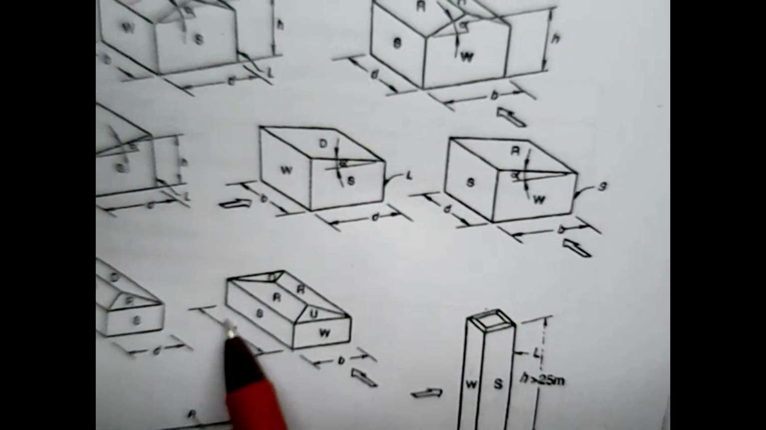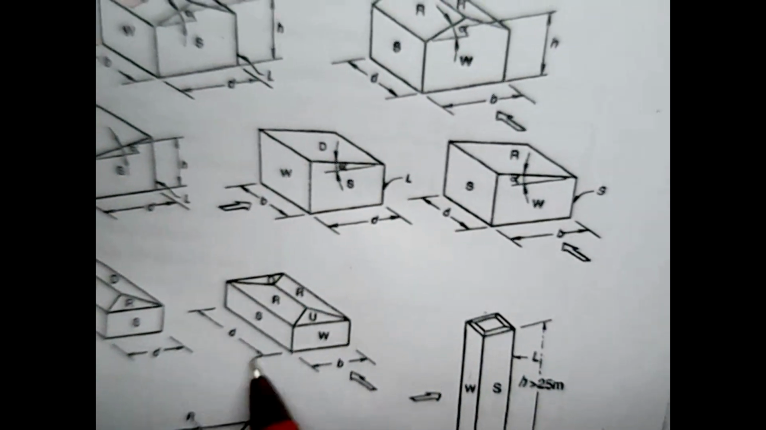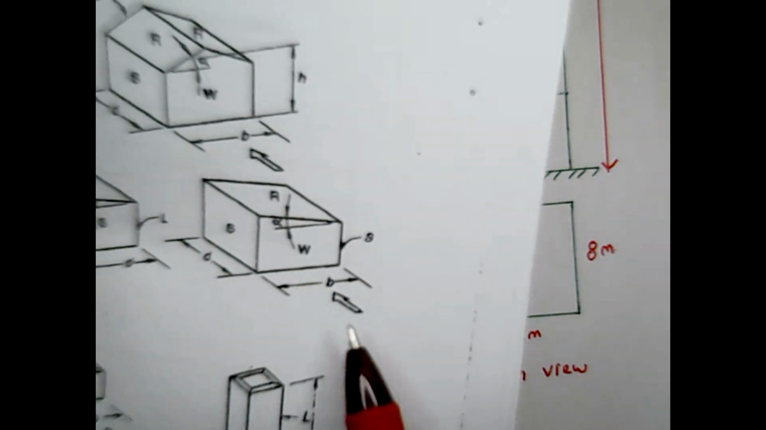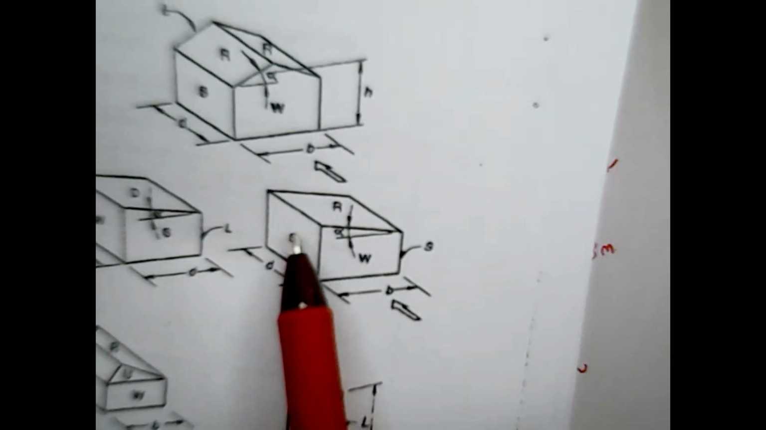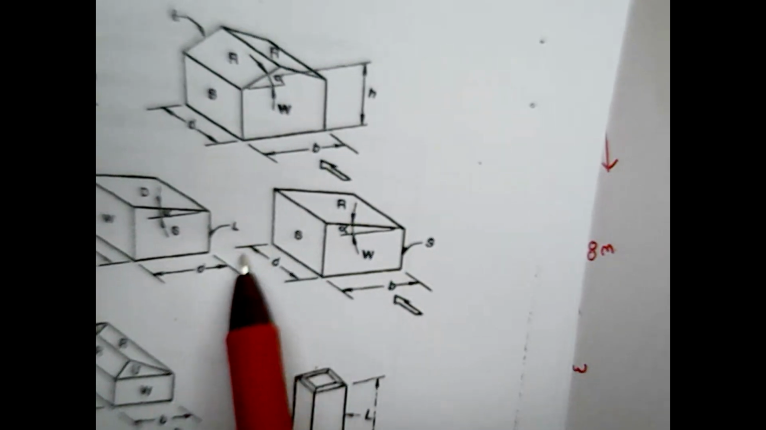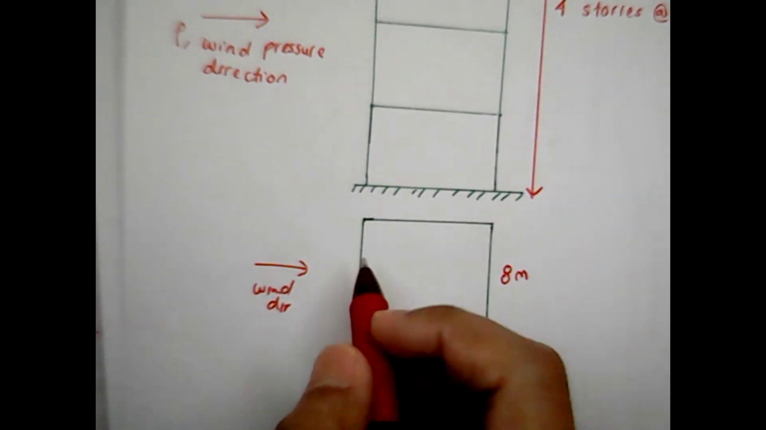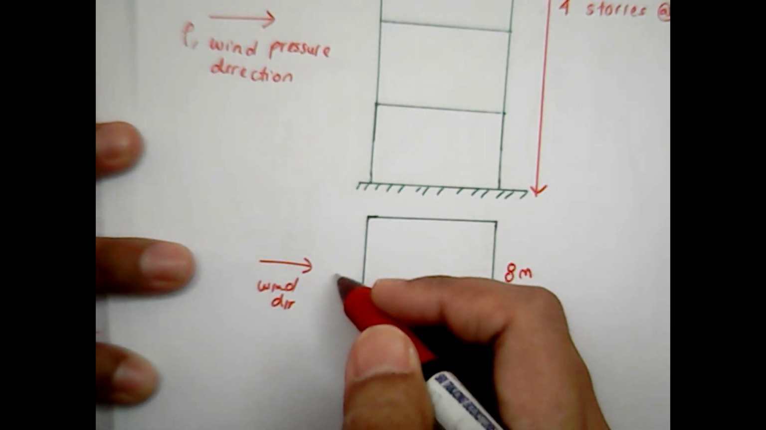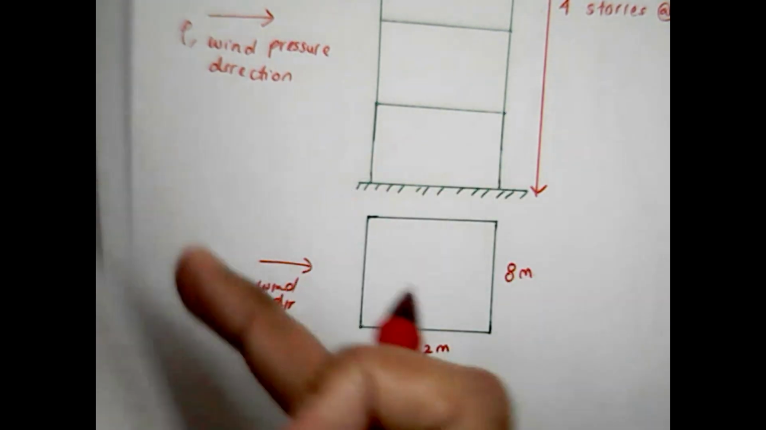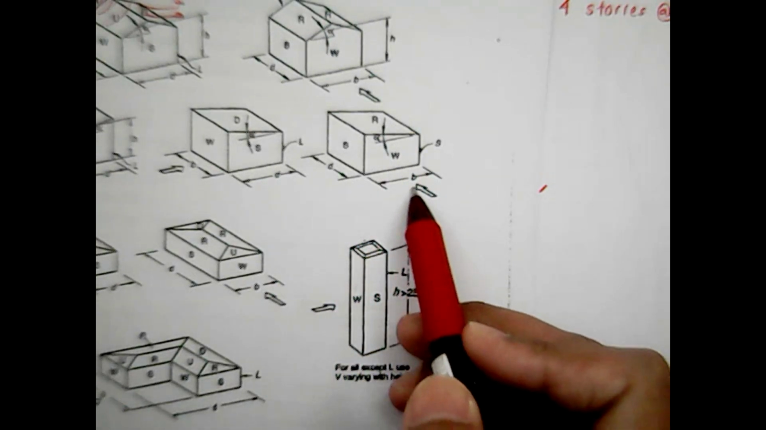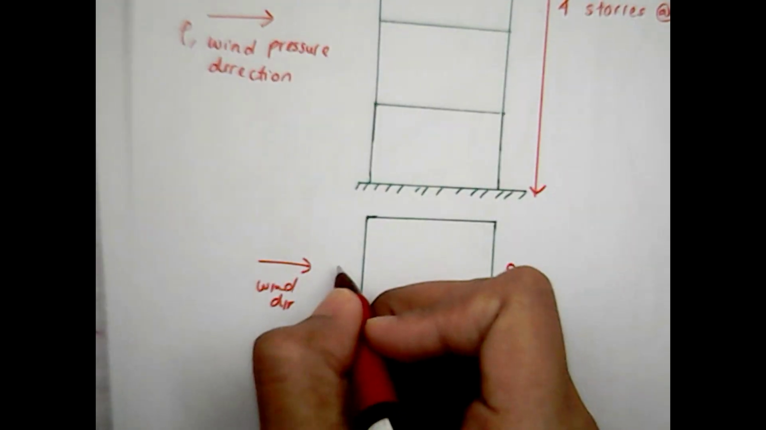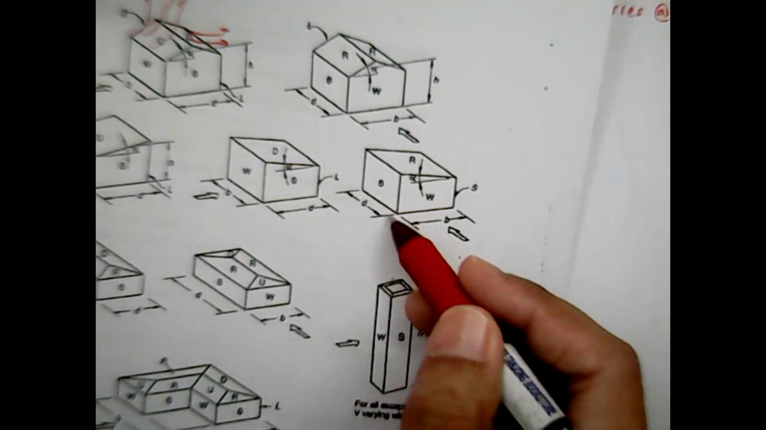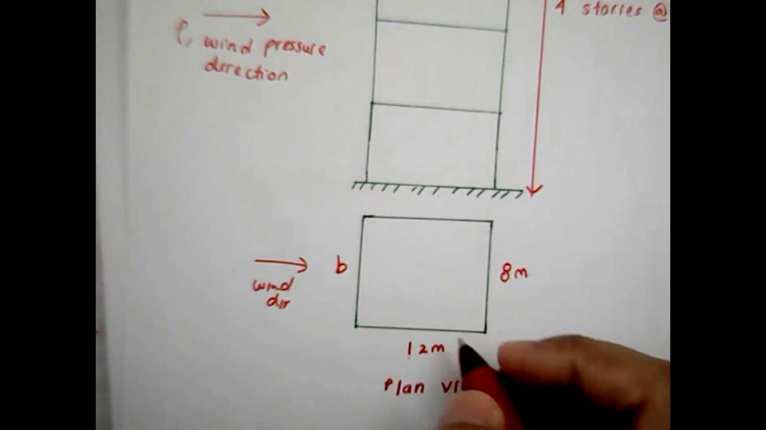The face that is parallel to the windward is what we call D. Similarly here, this is the face facing the windward, B, and this is the face parallel to the windward, which is D. So faces that face the windward we define as B, so this is your B. Faces that are parallel to the windward are what we call D, so this is D.